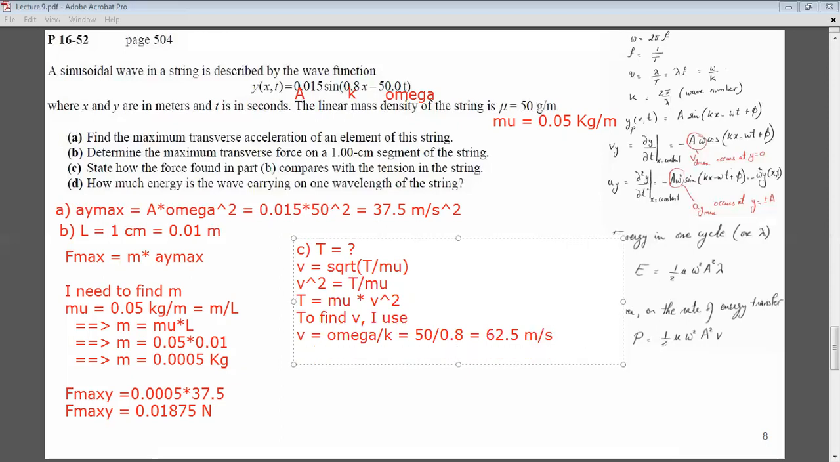Okay, so now tension is equal to mu, which is 0.05, times 62.5 squared, and this gives tension equal to 195.3 newtons. So how does this compare to F maximum, which is 0.01875? It is much bigger than F transverse.